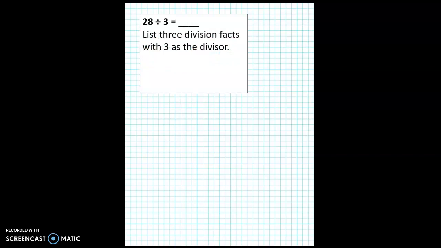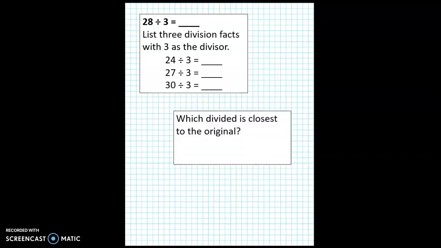28 divided by 3. List 3 division facts with 3 as a divisor. So multiples of 3 that are close to 28 would give us 24 divided by 3, 27 divided by 3, and 30 divided by 3. Which one is the closest to the original? 27 divided by 3, which equals 9. So 28 divided by 3 is about 9.